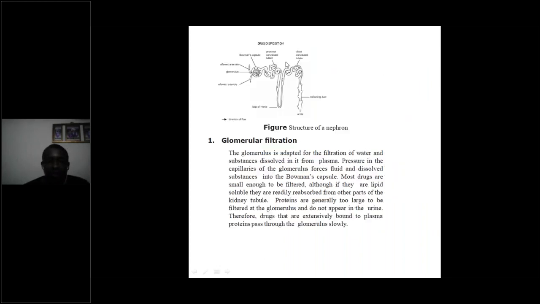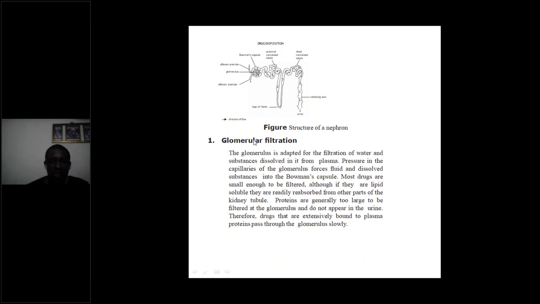Now in the kidney we have the nephron, the smallest functional unit in the kidney. So this is the nephron. I want you to take note of this nephron. Take note of the structure, and take note of how it's drawn.